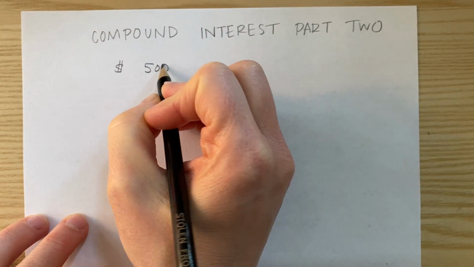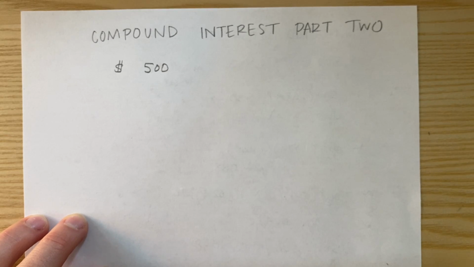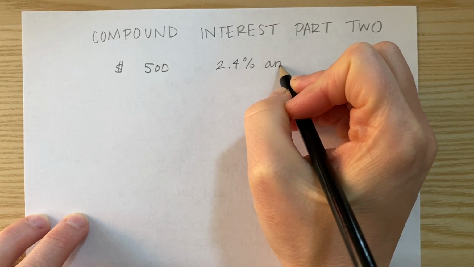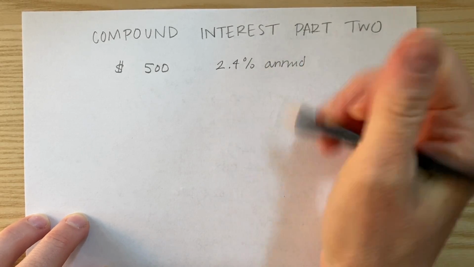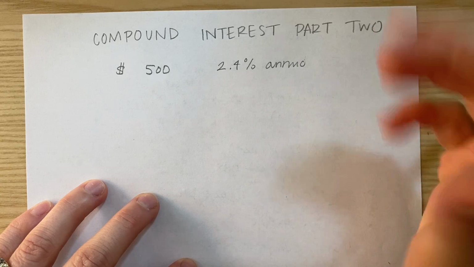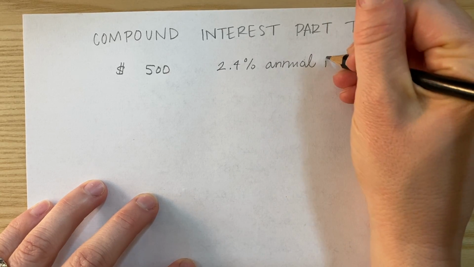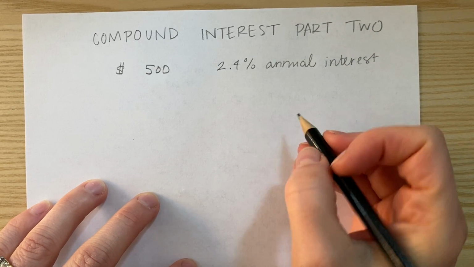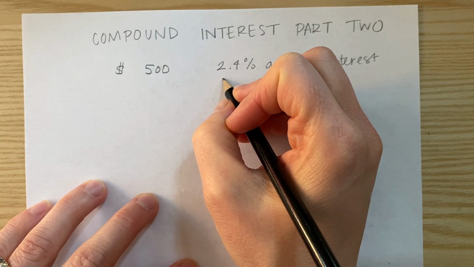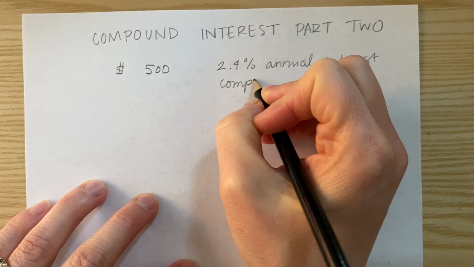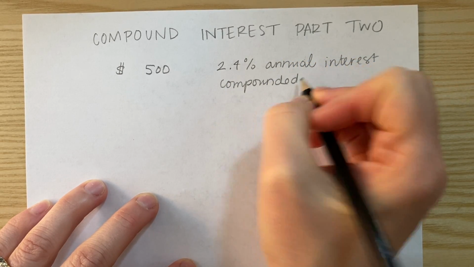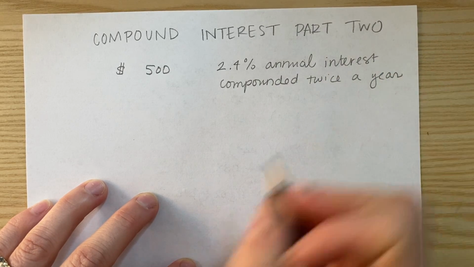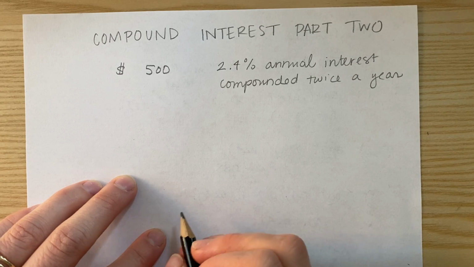Let's say you have $500 to invest, and you're looking at 2.4% annual interest. But instead of compounding it once a year, we're going to compound it 2 times a year. Compounded twice a year, biannually. So here's how we set that up.